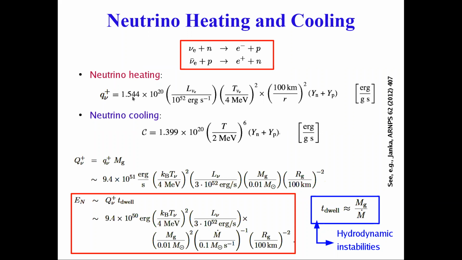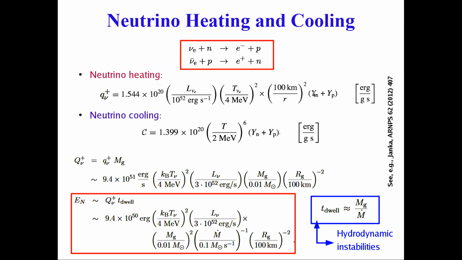That has actually then been done in a paper by Bethe and Wilson in 1985, and I have summarized the essence. So you have a neutrino luminosity from the neutron star. You have a certain neutrino spectral temperature. I focus on the electron neutrinos here, but the electron antineutrinos are added in this factor.